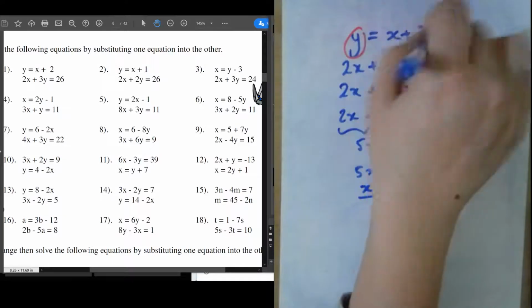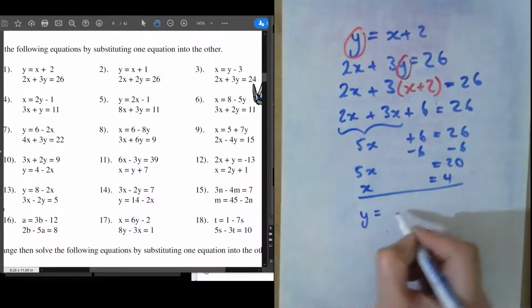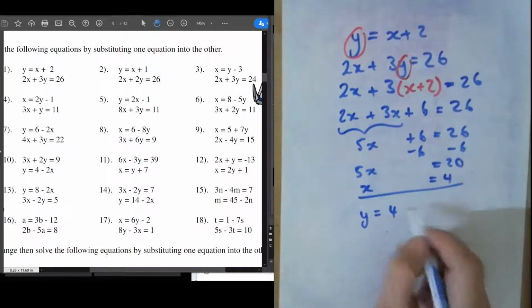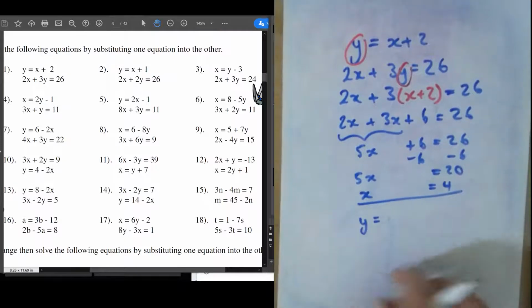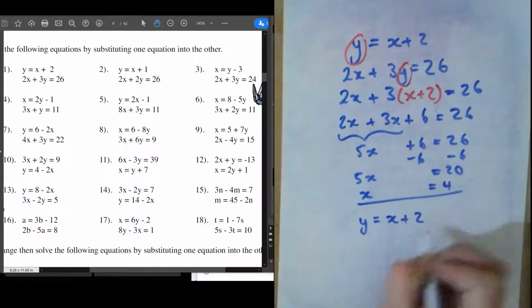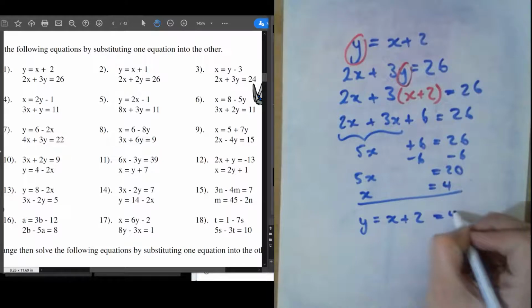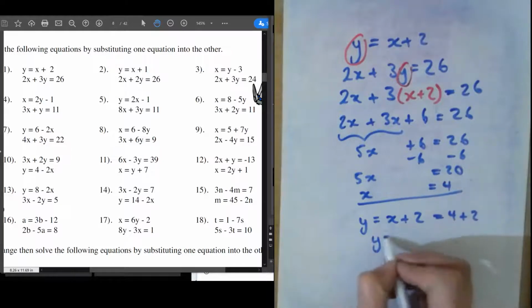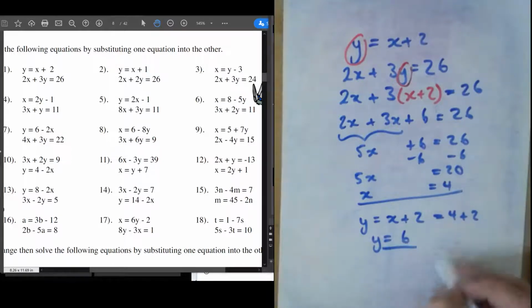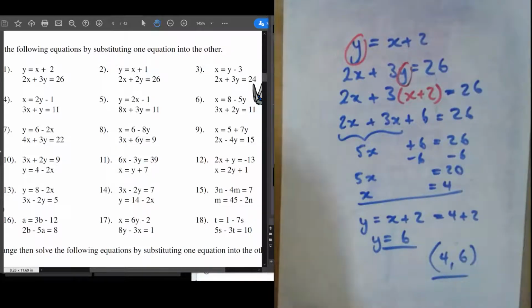I'm going to pop it back into the top equation because that's super easy to go back into. So that's just x plus 2. And then x plus 2 is obviously just 4 plus 2. So y equals 6. And then I would write (4, 6) as my answer.